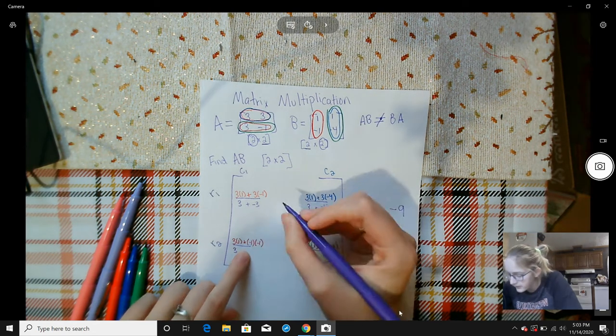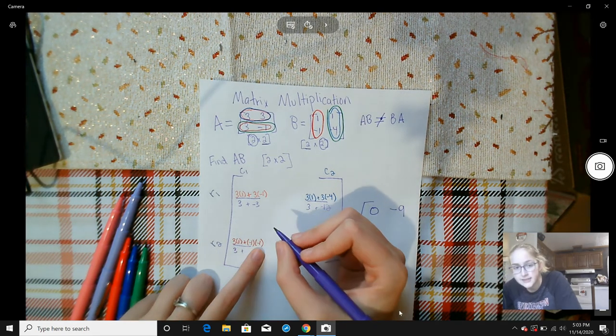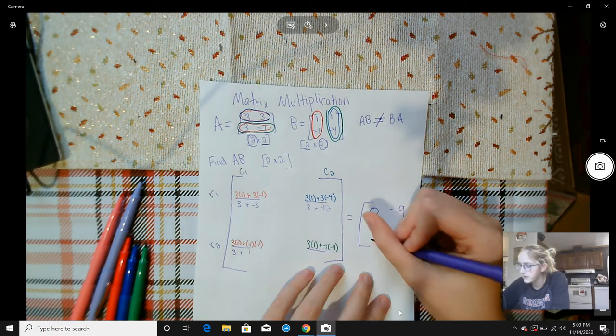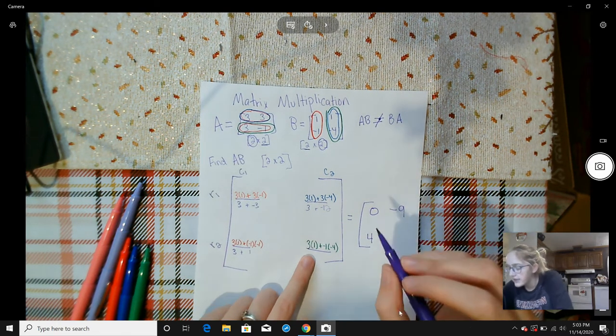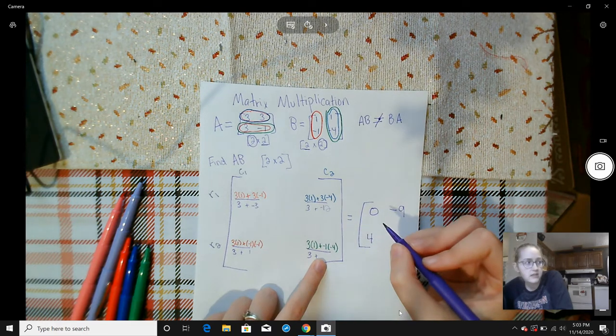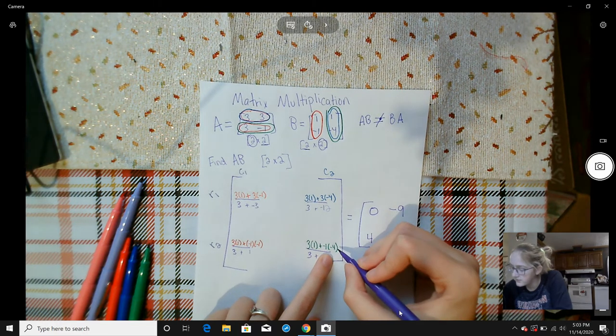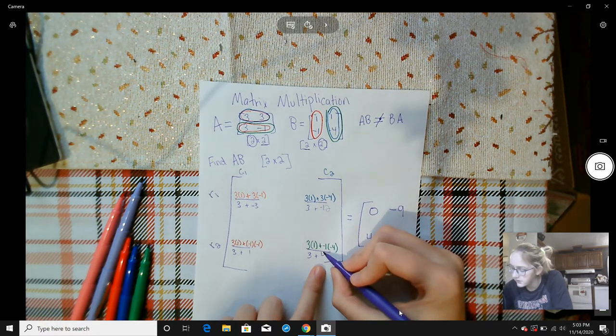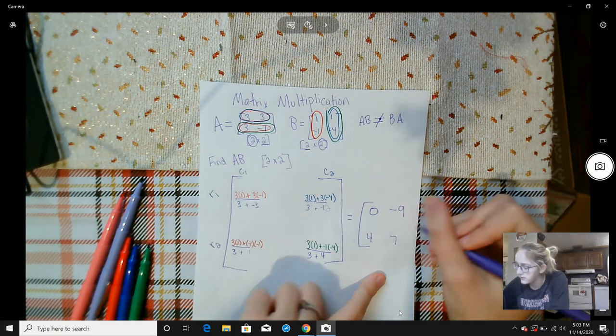Negative 1 times negative 1 gives me positive 1. That's going to give me 4. And then 3 times 1 is going to give me 3, plus negative 1 times negative 4 is going to give me positive 4. So 3 plus 4 is going to give me 7.